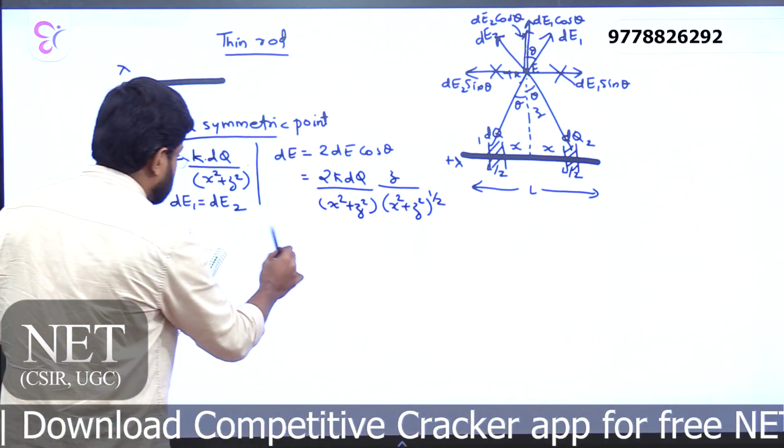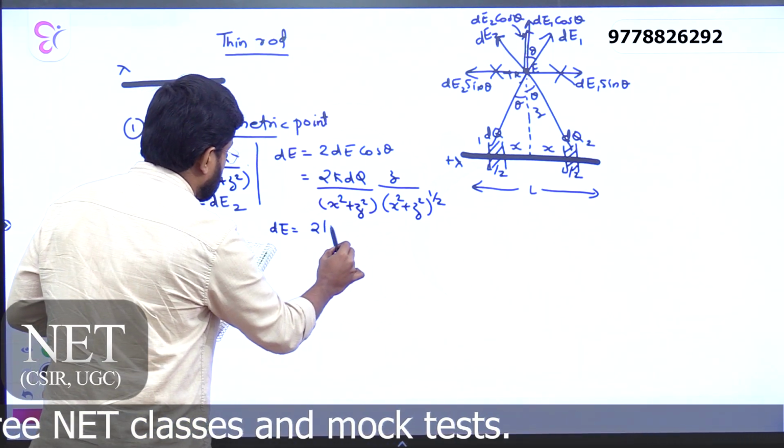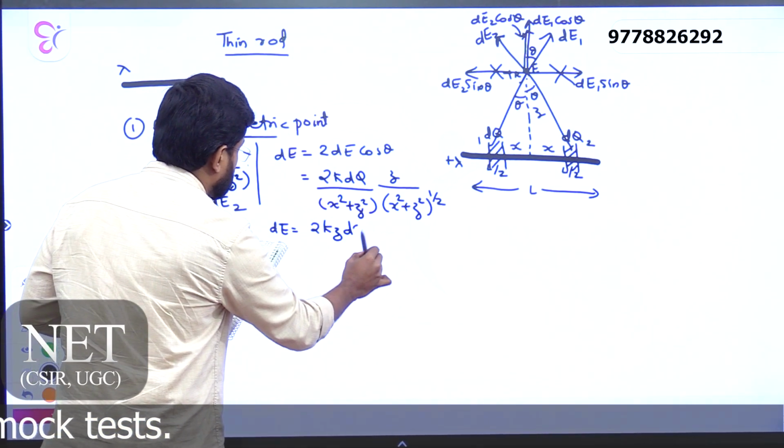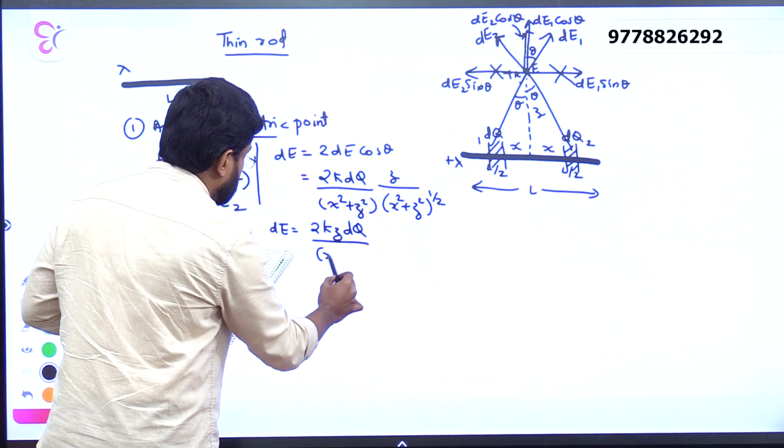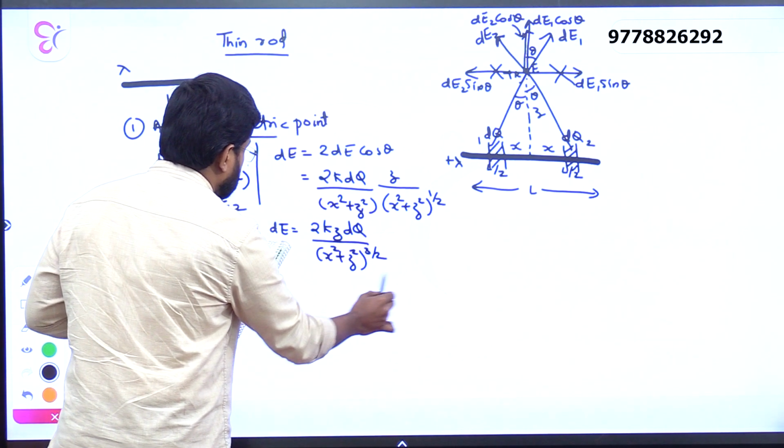Clear? So what is this dE? dE is equal to 2kz into dQ divided by x square plus z square whole power 3 by 2.